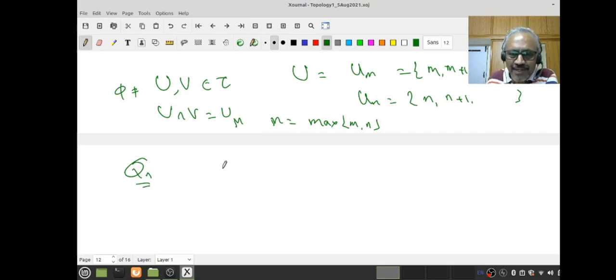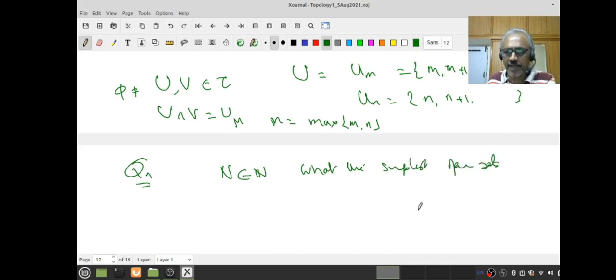Suppose I give an integer capital N. What is the simplest open set U which contains N? Go back. The non-empty open sets are of the form U_n. Therefore I want N to belong to this. And what is U_n? U_n starts from n plus 1 onwards. Therefore my capital N is an element there.